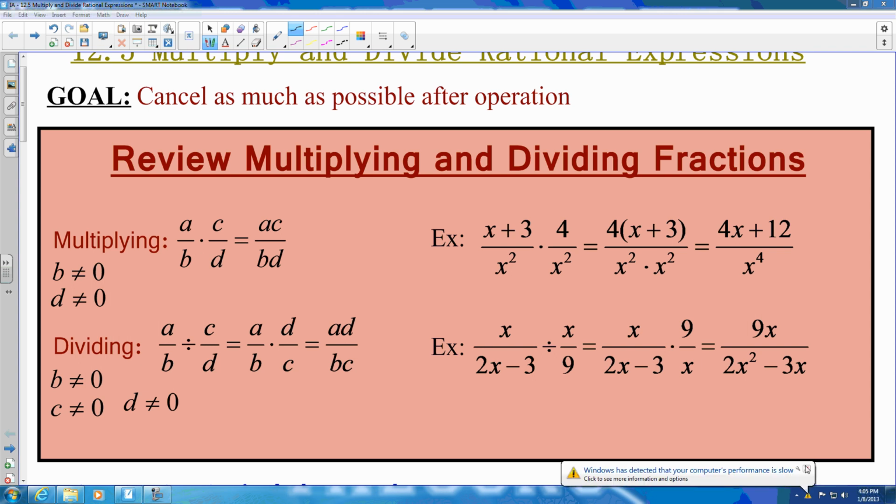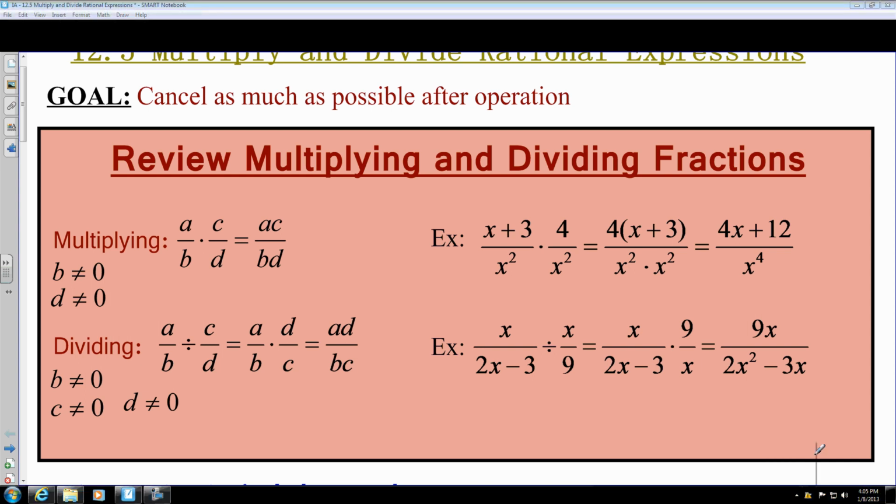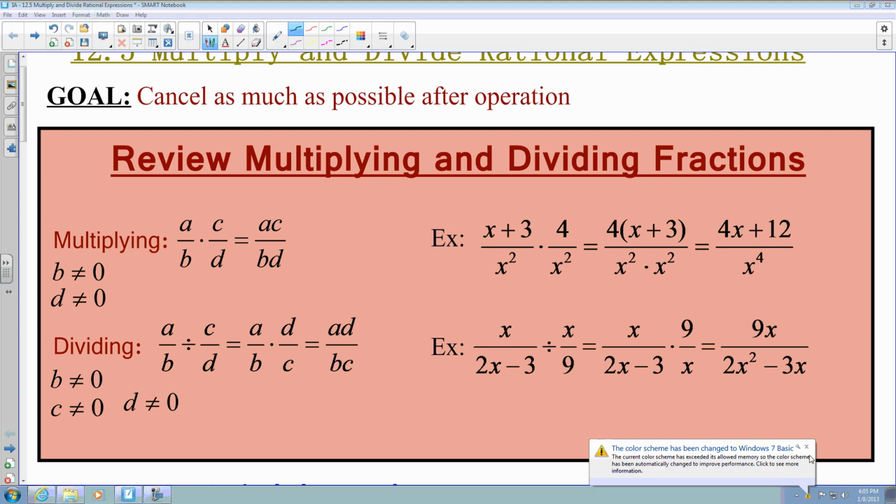And if you remember, when we are dealing with dividing fractions, we leave the first fraction alone, but we multiply the second fraction by its reciprocal. So a over b divided by c over d equals a over b, which stays the same, times the reciprocal, which is d over c. Multiplying those together equals ad over bc.